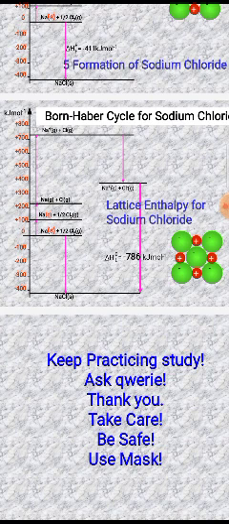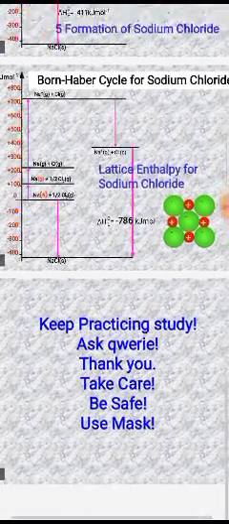If you have any doubt in this Born-Haber cycle, please contact me. Keep practicing and studying. Write the reactions in a proper manner. You have to explain the cycle clearly. Ask queries if you have.